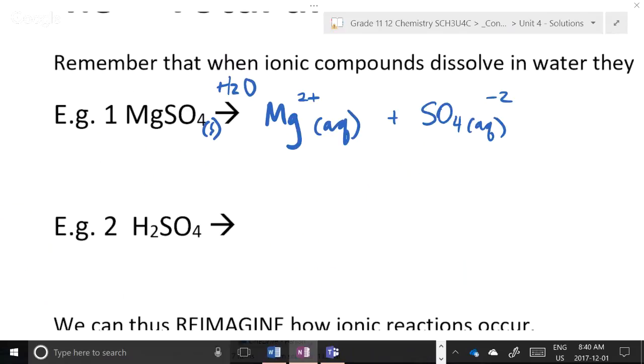Now, this is not to say that writing MgSO4 aqueous would be wrong. That's perfectly acceptable. But another way we can show it is actually to be more detailed, like this, down to its individual ions when we dissolve it in water. Who can tell me? Well, actually, you take a minute. Everyone take a minute and do the next one. Tell me what the ionic equation would be of dissolving H2SO4 in water.